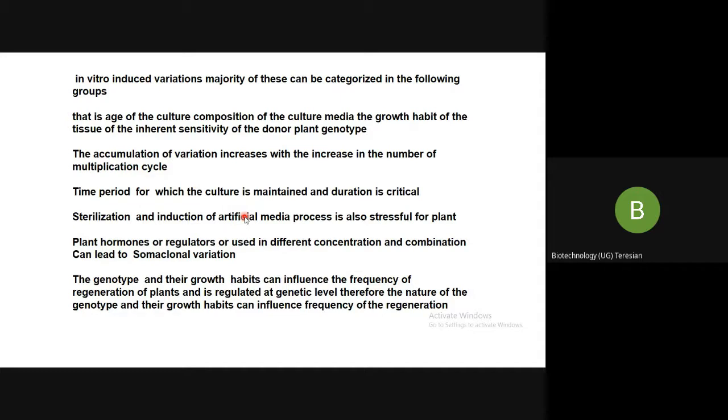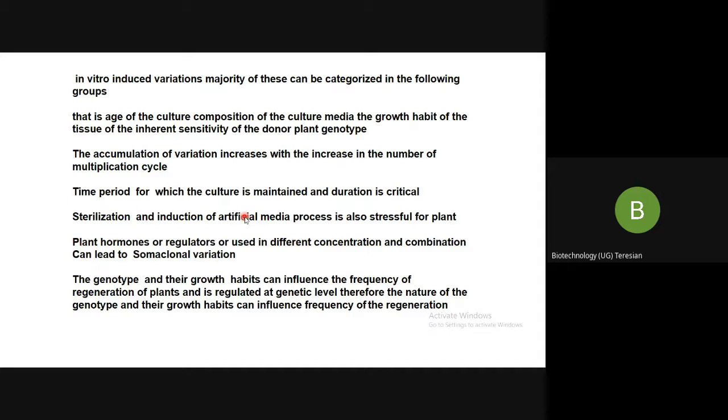So what is the time period? What is the duration of that plant you're keeping under tissue culture? Are you doing the subculture properly? How many times do you have to do the subculture? All these factors become important because this can lead to an increase in the frequency of somaclonal variation.